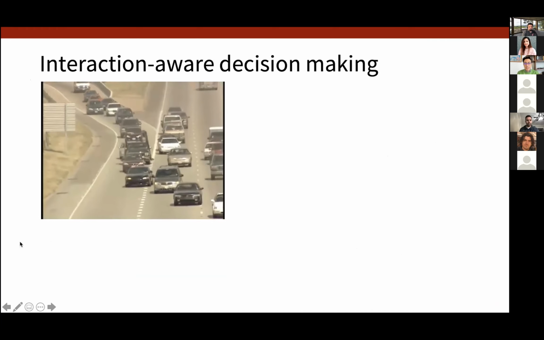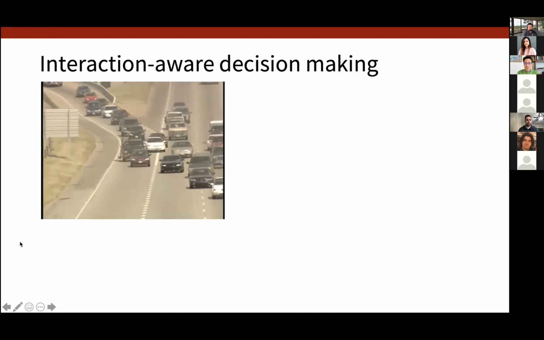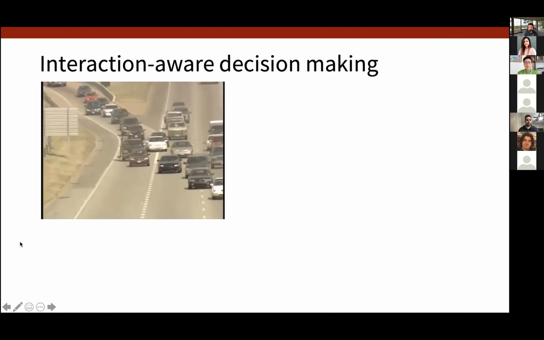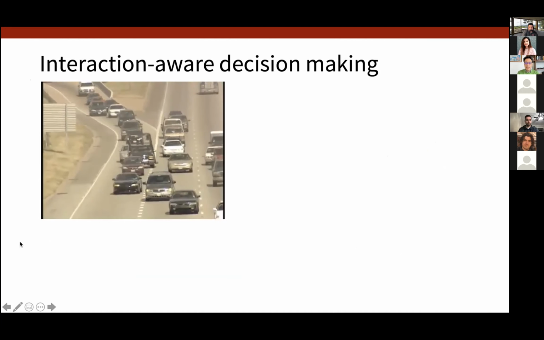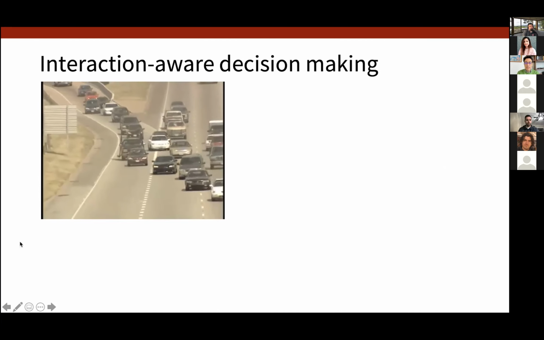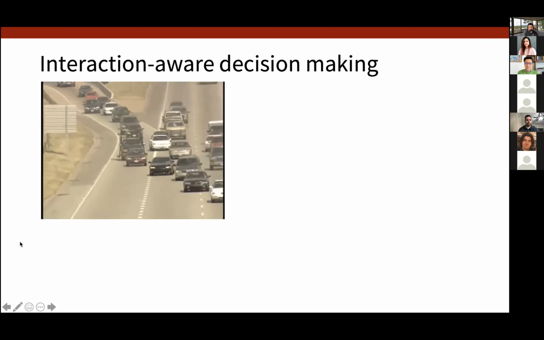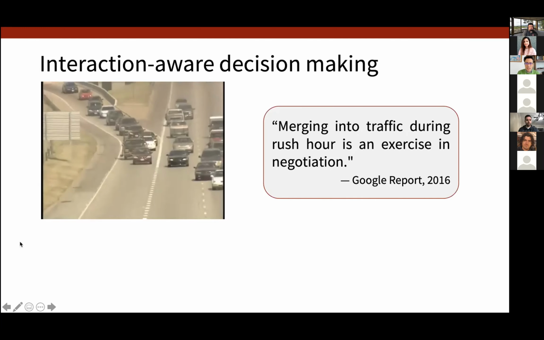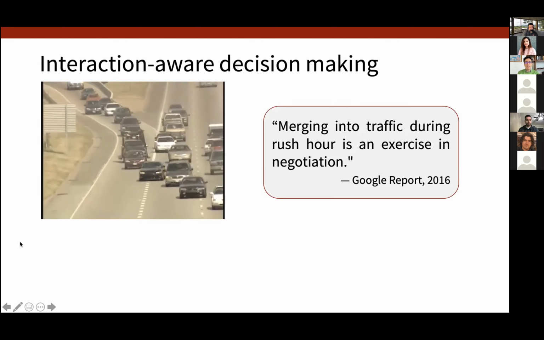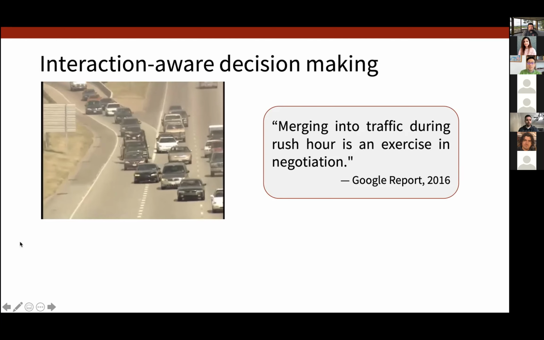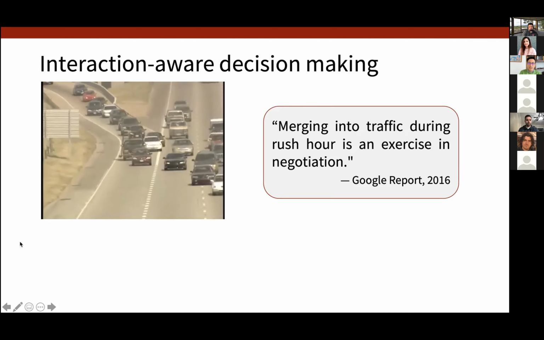Despite the fact that in this video, the overall goals of the vehicles are clear to everyone, there is a lot of uncertainty in the outcome of this interaction, which depends on a complex and often quite aggressive negotiation. In general, this video showcases how interactions on the road are really an exercise in negotiation. An autonomous system should be able to perform such negotiations for safe and efficient driving.